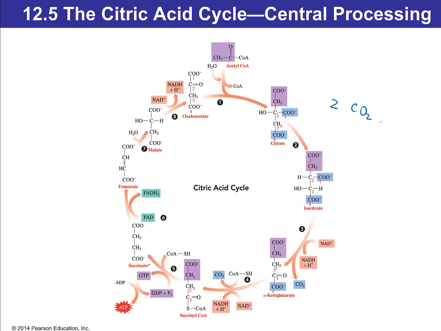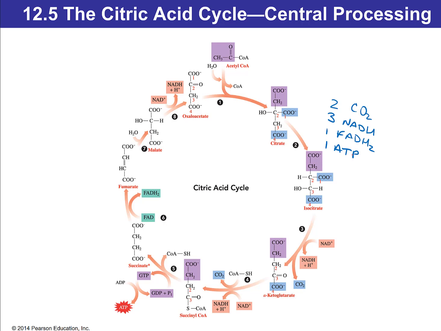How many NADHs? Count those. They're the orange blocks. So you get 3 NADHs. And then how many FADH2s? They're the green. Just 1. And then we get 1 ATP. So that's in this one turn.